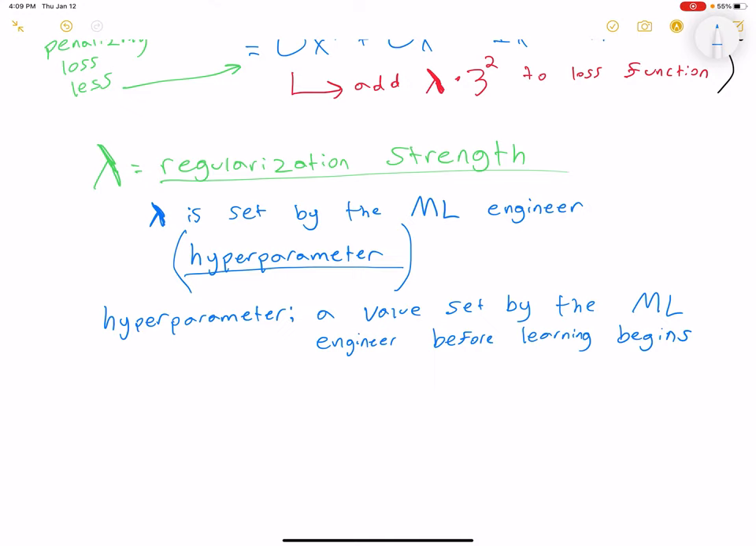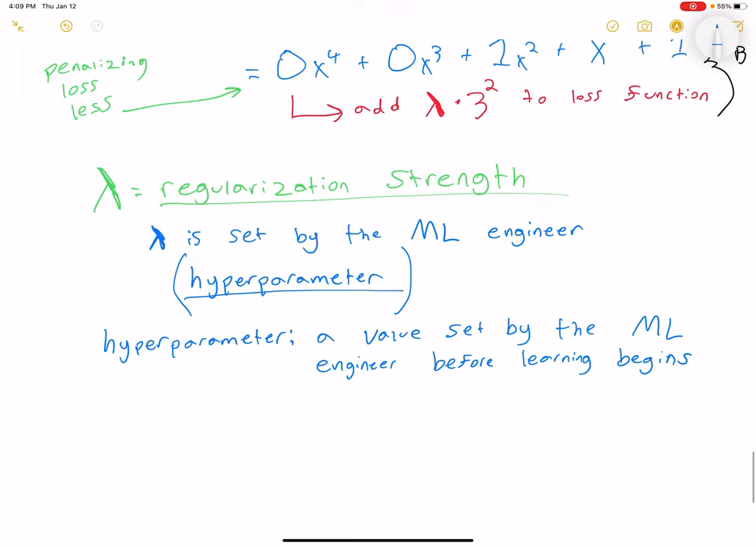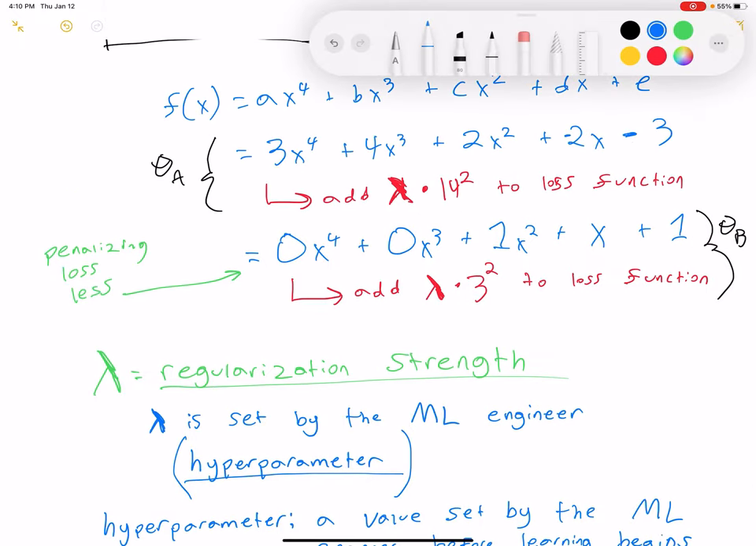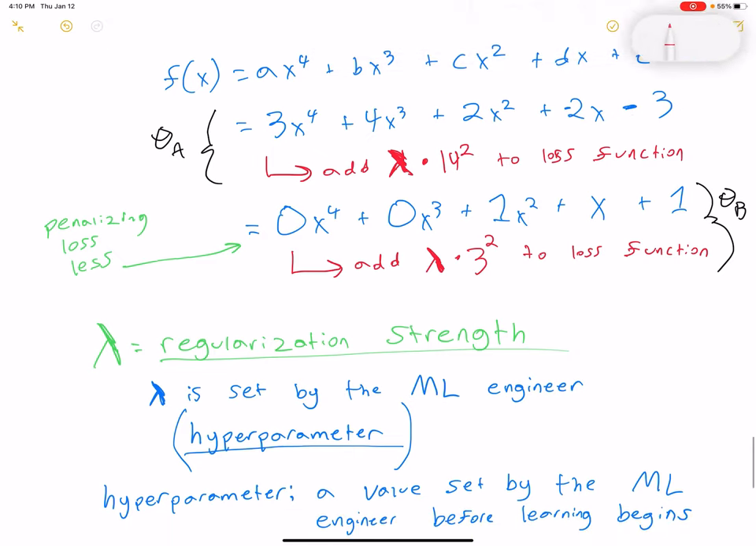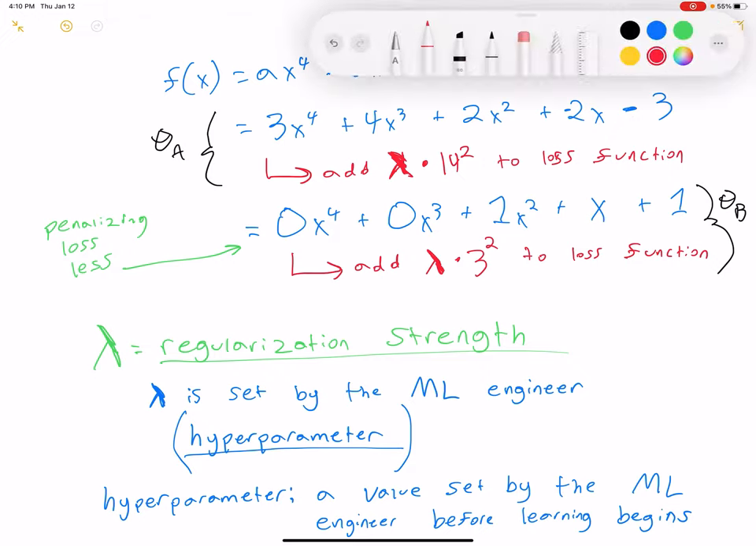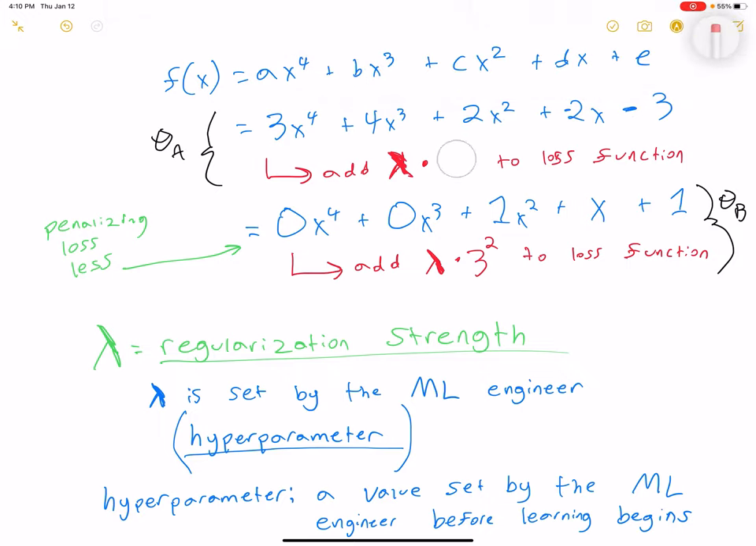Yes, yeah, exactly. I think it's not 3 squared or 14 squared. I think that's the square of the sum. I think it should be the sum of the squares, given the equation you give us. So it'll be like 1 plus 1 plus 1. Yeah, that's totally right. So yeah, this was a good point.